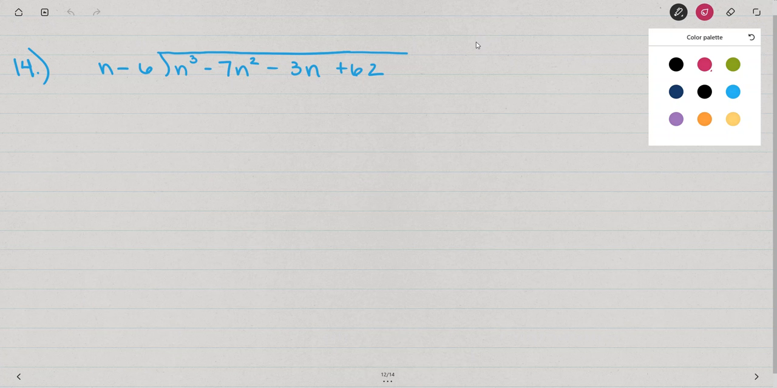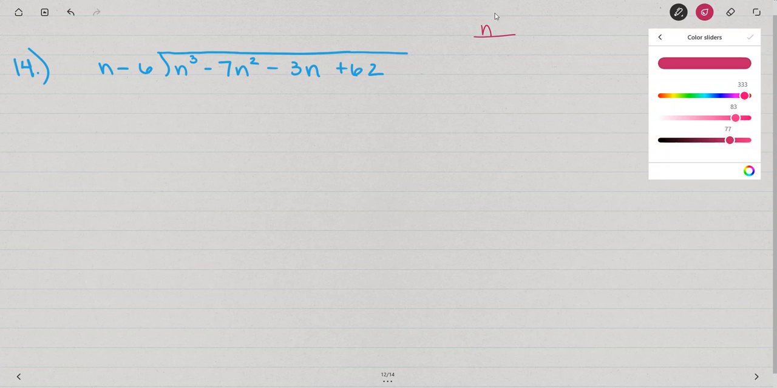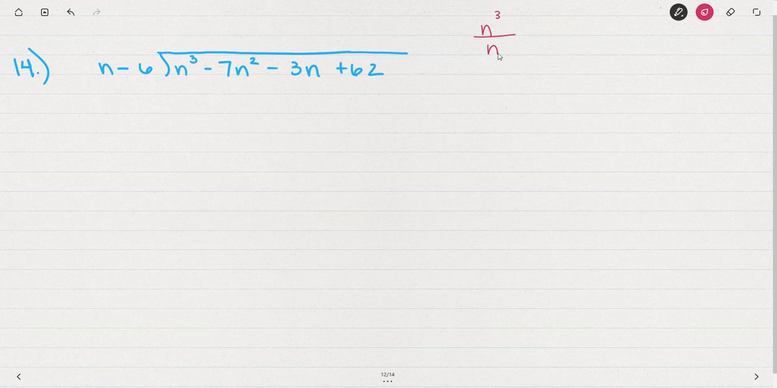And then the n cubed minus 7n squared minus 3n plus 62, the first part, goes on the inside of this bracket. Off to the side, on the same page, I'm going to write that n cubed and divide it by n. And I do this off to the side so that I don't make a mistake trying to do it mentally.